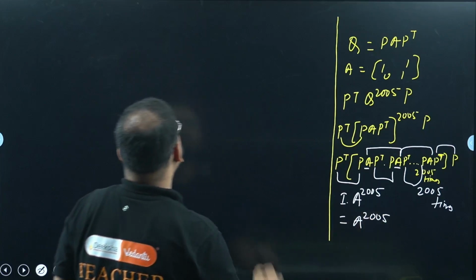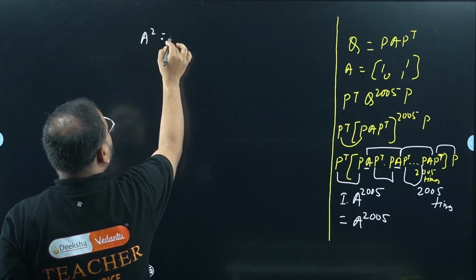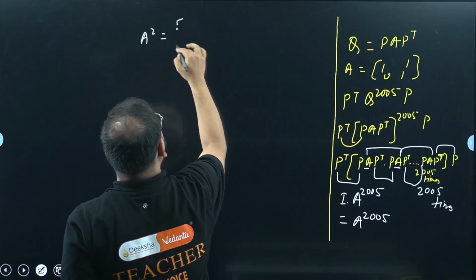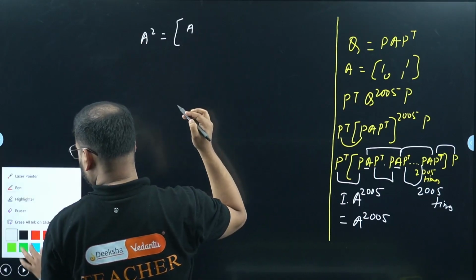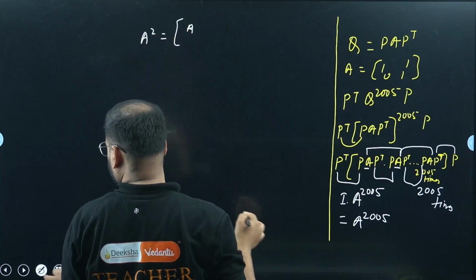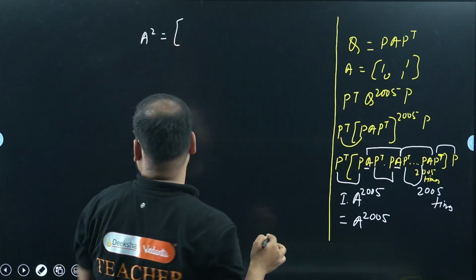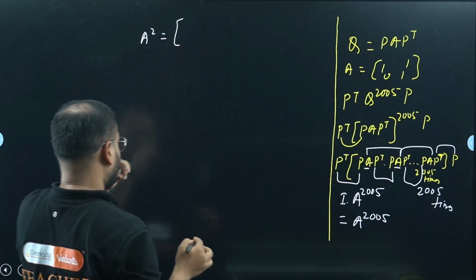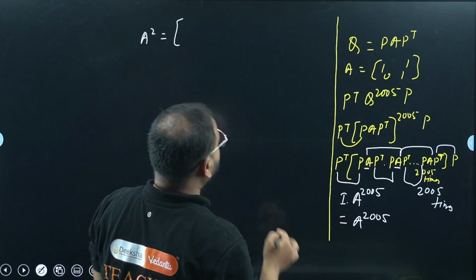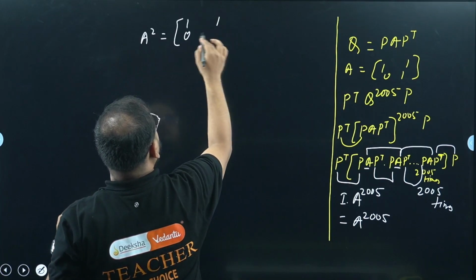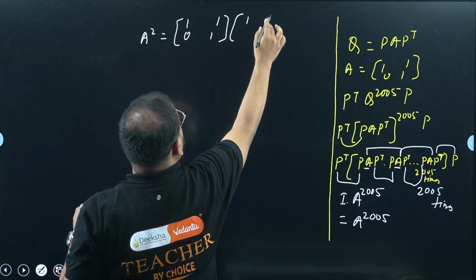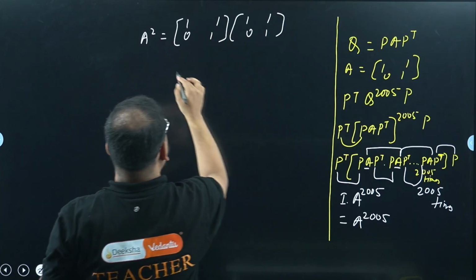Okay, let's find A square first. A square is going to be A into A. Let me write the matrix straight away. A will be [1 1; 0 1], multiplied with [1 1; 0 1]. Let's do the multiplication, please.